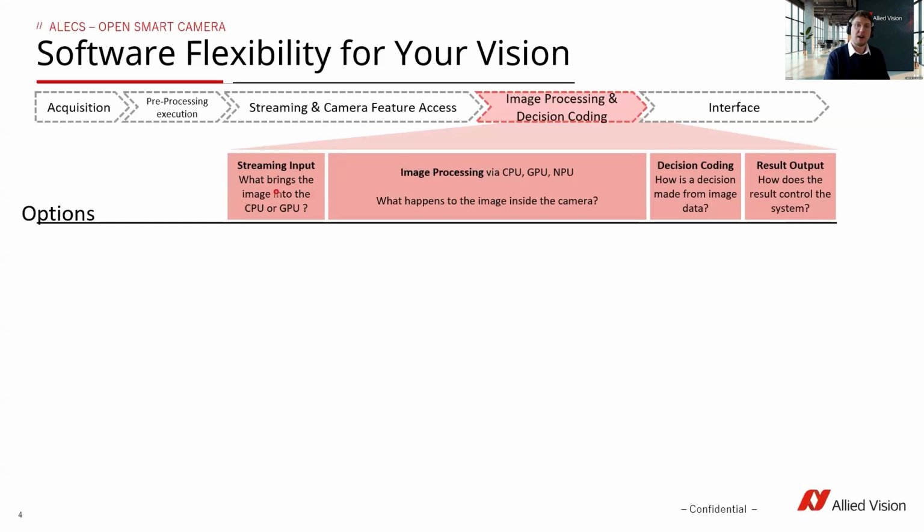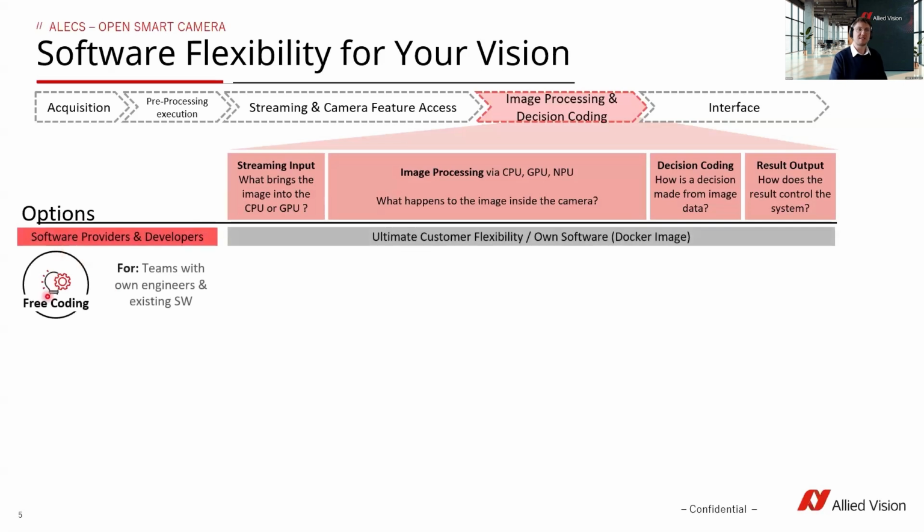Based on this flow, we have several options with an open smart camera system, step by step for different customer types. First is the customer type who has their own software as a Docker image, as container software, or developers or scientific customers.